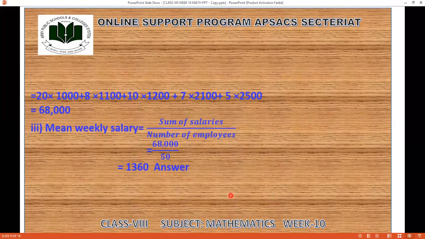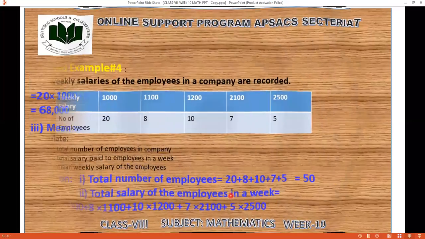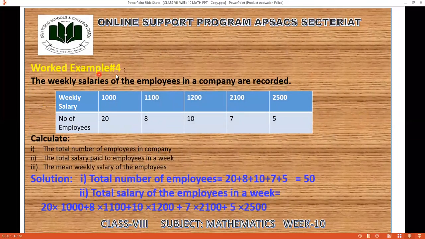Here we are having one example, worked example 14. The weekly salaries of employees in a company are recorded. One table is given over here: one row is for the weekly salaries, and the second row is the number of employees. You can see that the numbers of employees are 20, 8, 10, 7 and 5. 20 employees are getting 1000 rupees salary, 8 are getting 1100, 10 are getting 1200, 7 are getting 2100 and 5 are getting 2500.